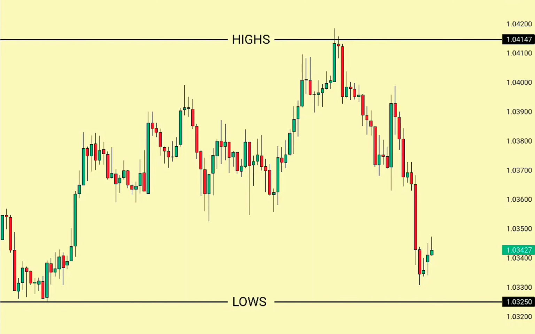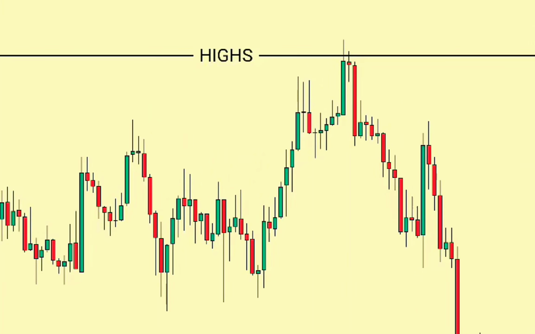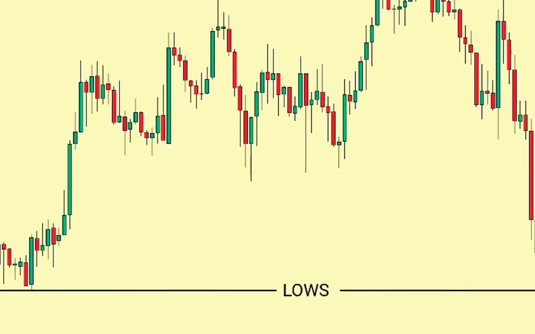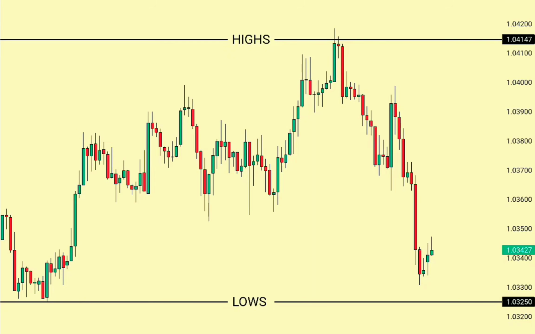Remember, internal liquidity doesn't form above the buy-side liquidity or below the sell-side liquidity. It forms inside the bullish move, between the main highs and lows we marked earlier. Once you understand this simple idea, identifying internal liquidity becomes much easier, because you'll know where to expect it instead of searching for it randomly.